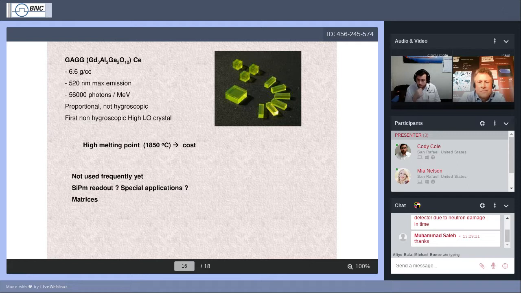Okay. And in regards to timing, what is the best timing resolution that has been obtained for GAGG?